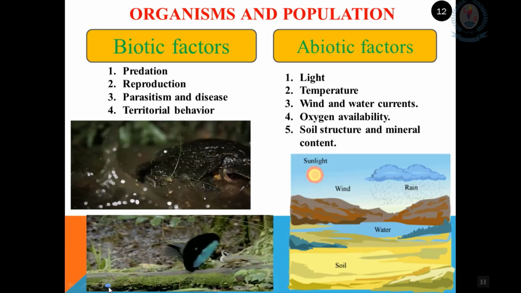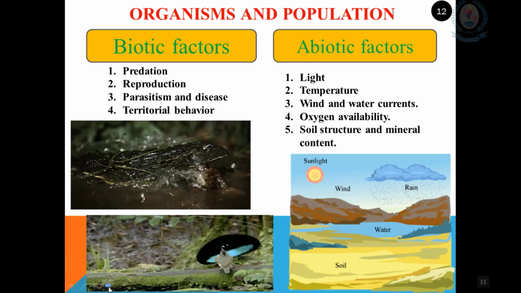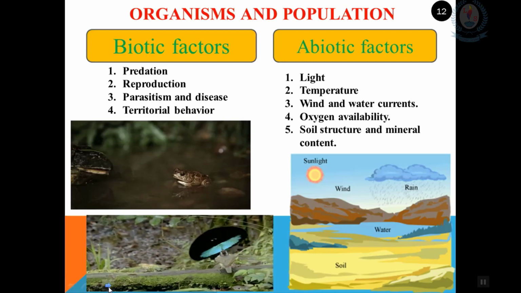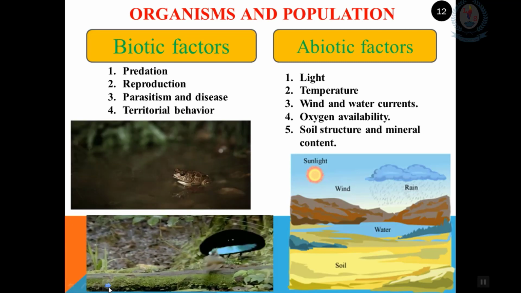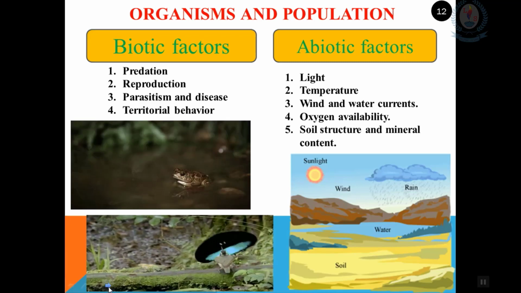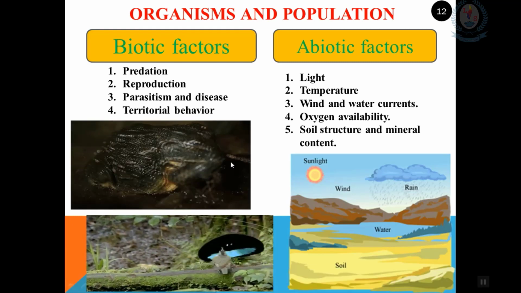As we move on further in this lesson, it's really important to understand how different factors affect living things and determine the distribution and population size of an organism in a particular habitat. Living communities in a habitat are controlled by both biotic and abiotic factors, no matter what stage of succession is going on. Abiotic factors are light, temperature, wind, oxygen availability and soil structure, and biotic factors can be predation, reproduction, parasitism and disease, and territorial behavior.